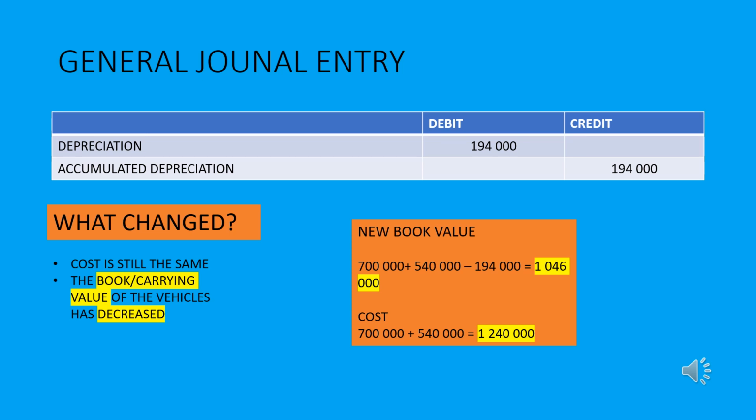So what changed? Well, the cost of our assets is still the same, which is the 700,000 plus the 540,000. And what changed now is the book value of the vehicles. It has decreased because it's now the cost of both vehicles less the accumulated depreciation, giving us a total of 1,046,000.